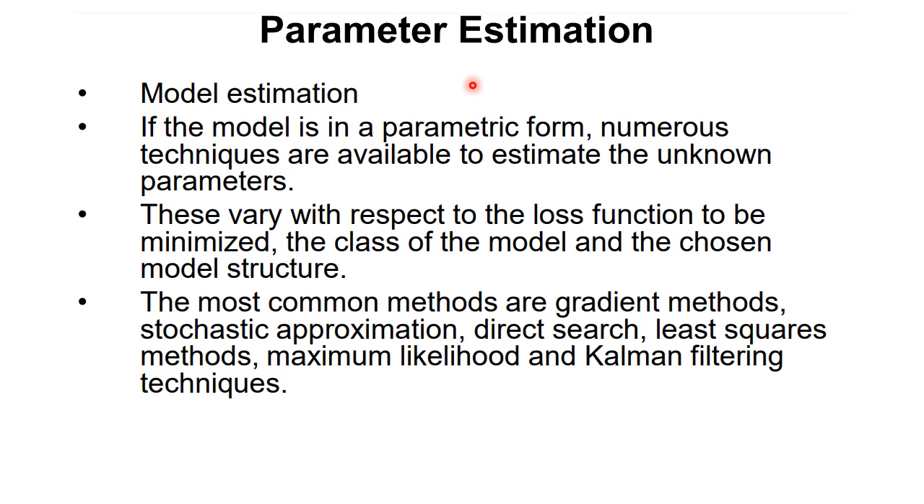Next step is parameter estimation, or we can call it model estimation. This is something that some of you are familiar with if you have taken advanced control engineering before. So we have touched on this part before. If the model is in a parametric form, numerous techniques are available to estimate the unknown parameters. These vary with respect to the loss function to be minimized, the class of the models, and the chosen model structure. The most common methods are gradient method, stochastic approximation, direct search, least square method, maximum likelihood, and Kalman filtering technique. So these are the common methods for parameter estimation. We have gone through least square and gradient method before in advanced control engineering.